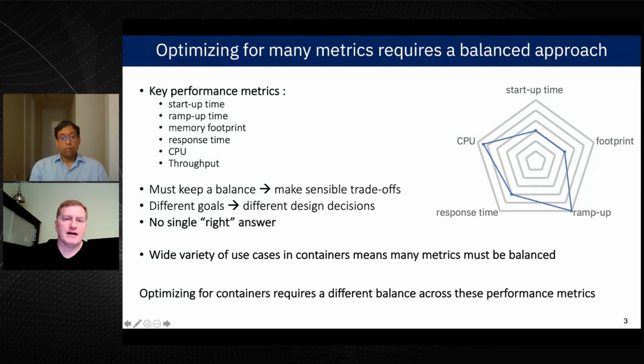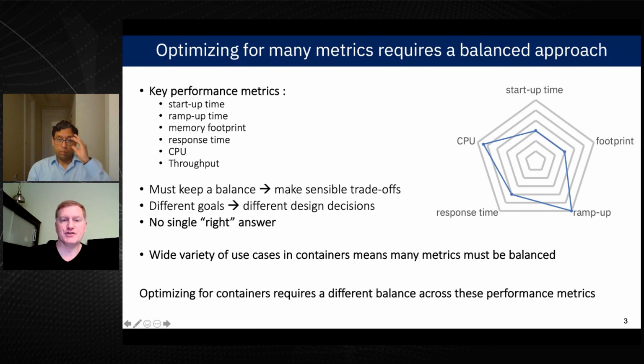So optimizing when you have many metrics to take into consideration requires really a balanced approach, right? Normally outside of the cloud or outside of containers, you talk about throughput or maybe CPU consumption or response times. It's a relatively simple equation. But when you're looking at containers, you really find that a lot of different metrics come into play around startup time, ramp up time, how much memory footprint is being consumed by your Java application as it runs, and so on, in addition to things like throughput. And you really have to keep a balance across these metrics to run Java applications.